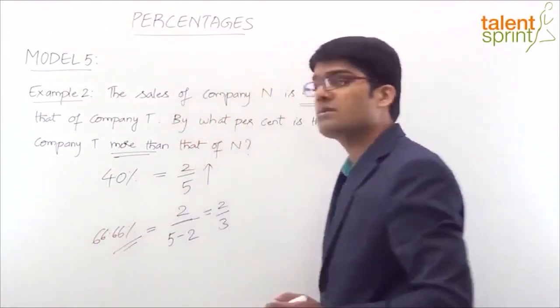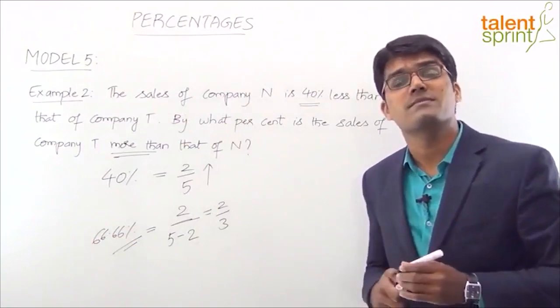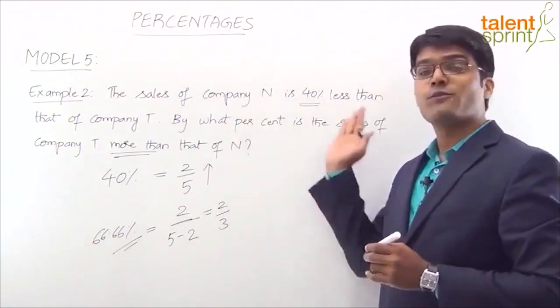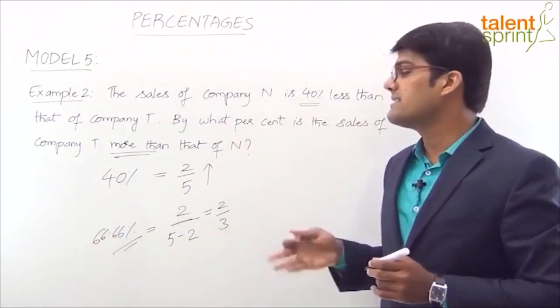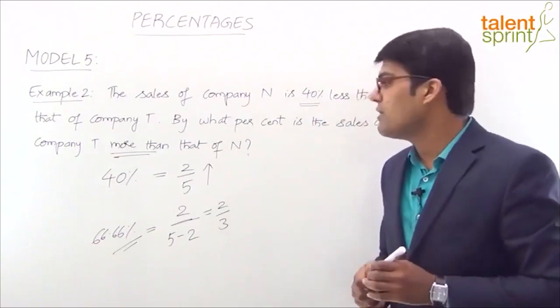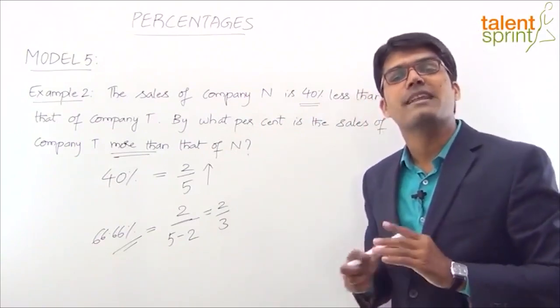66.66%. So your answer for this question has to be 66.66%, which means if N is 40% less than T, then T is 66.66% more than N. As simple as that.